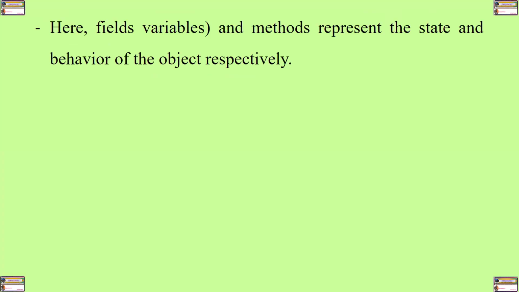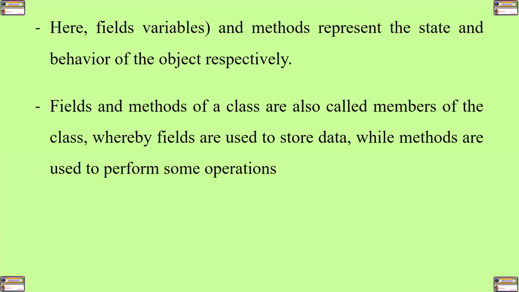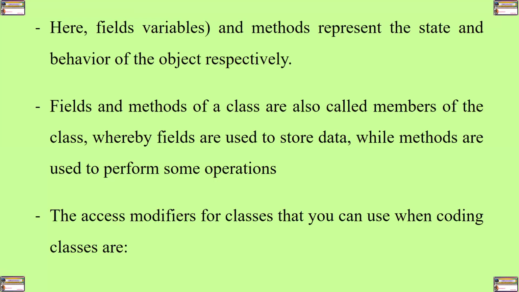Here, fields and methods represent the state and behavior of the object respectively. The fields and methods of a class are also called members of the class, whereby fields are used to store data and methods are used to perform some operations.